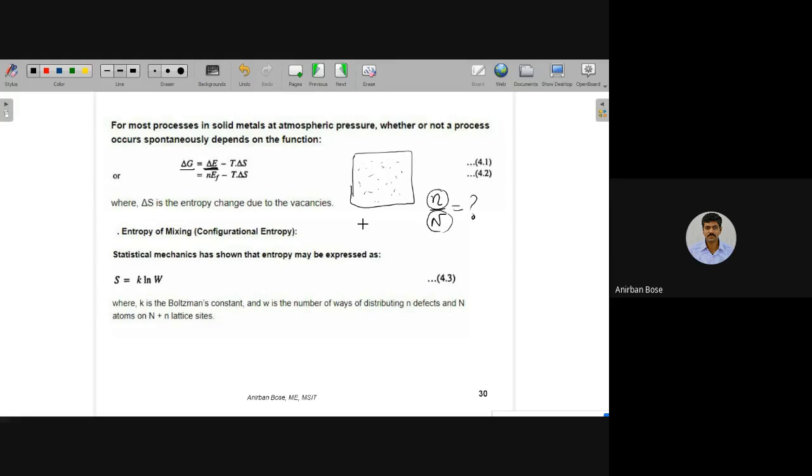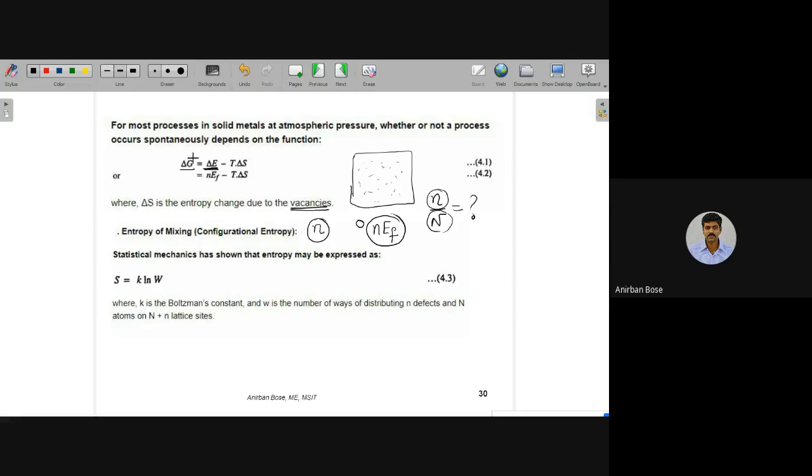Let us take a very simple defect. Suppose vacancy. We are considering a vacancy, which is a kind of point defect. For each vacancy, suppose the energy increase is EF. So if there are small n number of vacancies, small n number of point defects, then what is the total amount of energy increase? Simply small n into EF. That is the amount of energy increase.